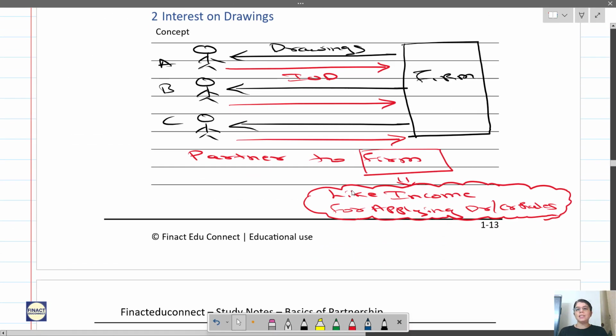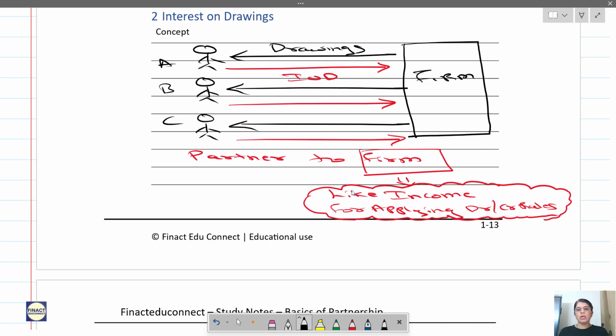Next is interest on drawings. What did we learn about interest on drawings? The partner has drawings, that is, withdraws some amount from the firm from time to time. Now the firm is charging interest on drawings to the partner. So this interest on drawings is to be paid by the partner to the firm. If it is paid by the partner to the firm, then the firm is receiving it, so we have to treat it like income. Let us understand the journal entry.